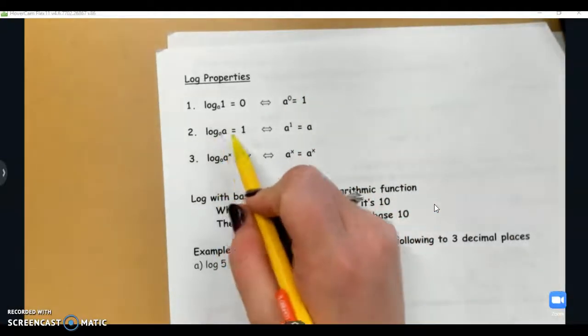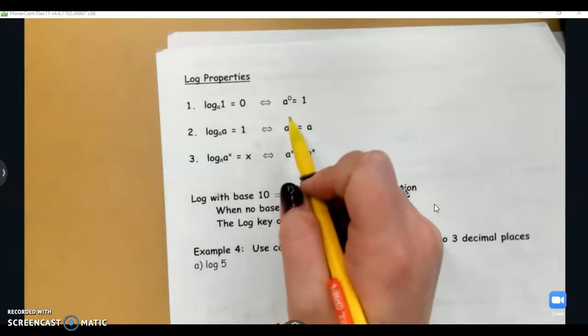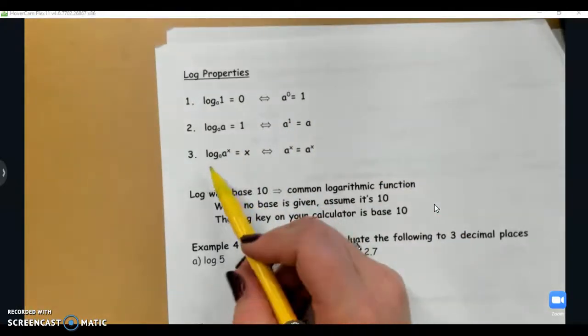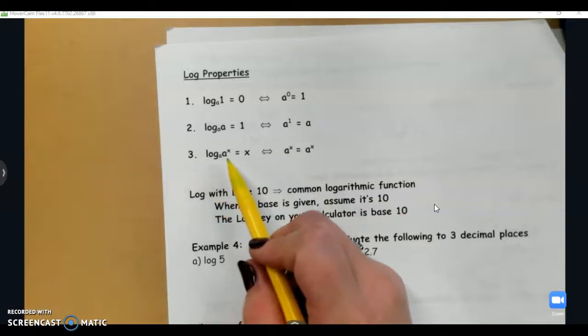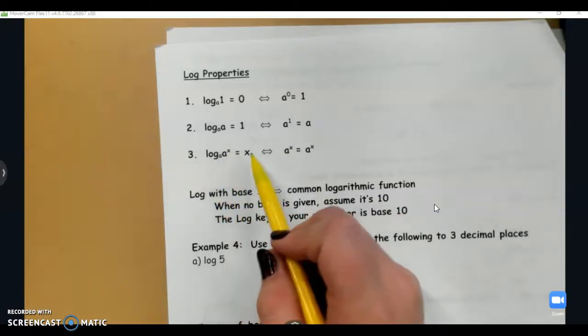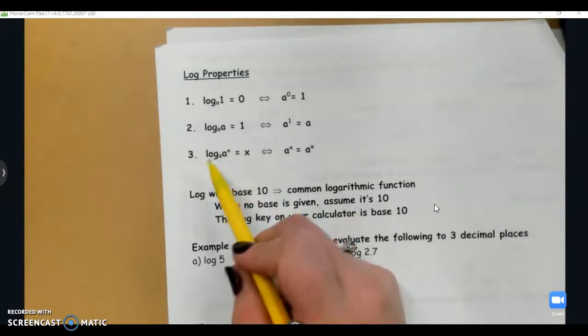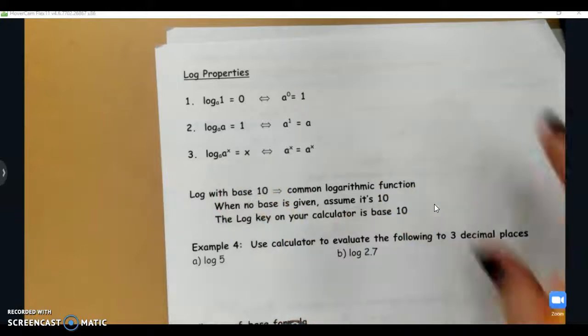A log base of itself is going to be 1 because anything raised to the first power is itself. And so that same concept carries through. If you have log base a of a raised to an exponent, you're looking for that exponent. That is what the log is telling us.